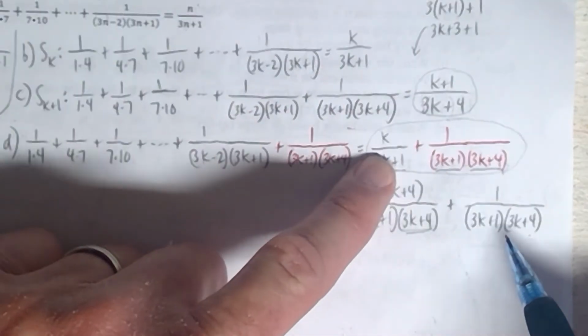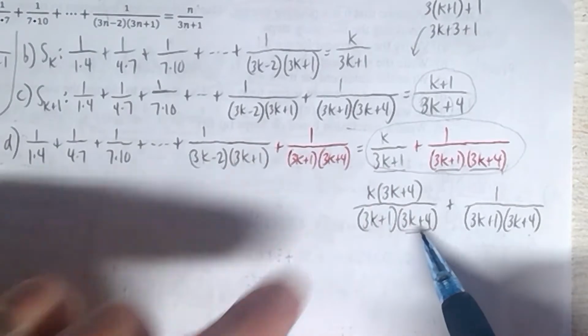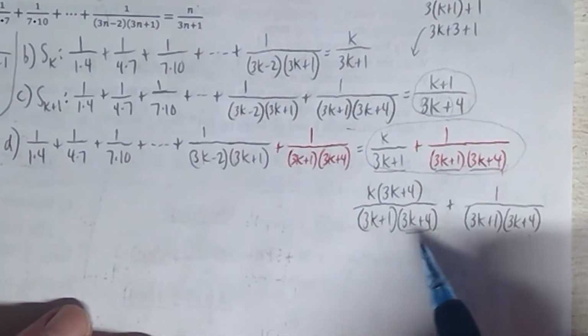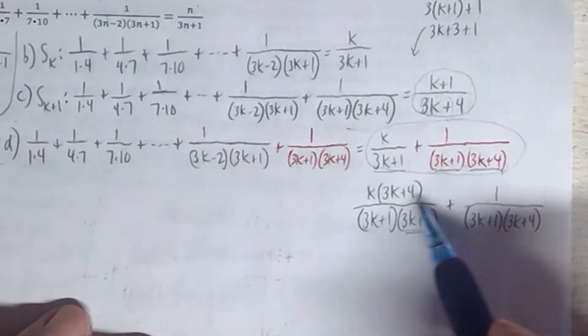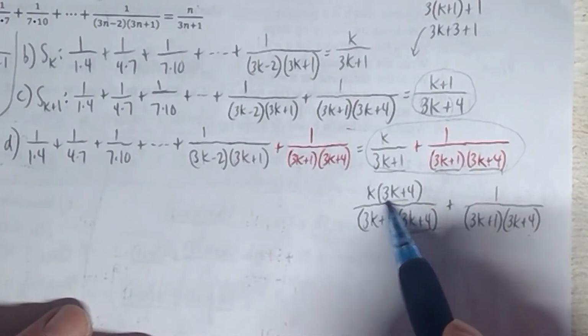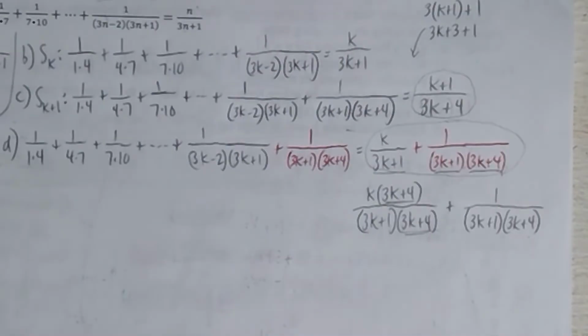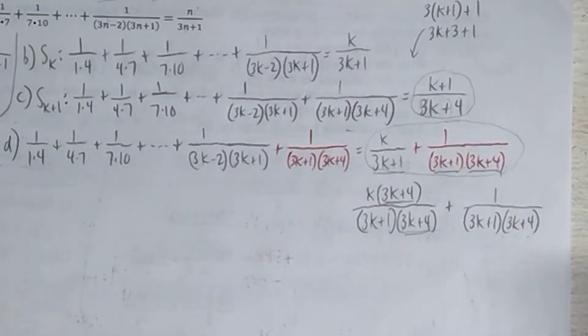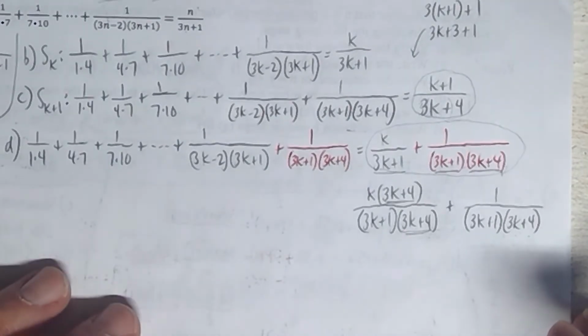So since 3k plus 1 was already there, I now multiply by that, and it'll now be the same denominators. But because I multiplied the bottom by 3k plus 4, you have to multiply the top by that too. Okay, that's part of adding fractions together, right? You have to multiply the top and bottom by the same thing in order to make the denominators the same.